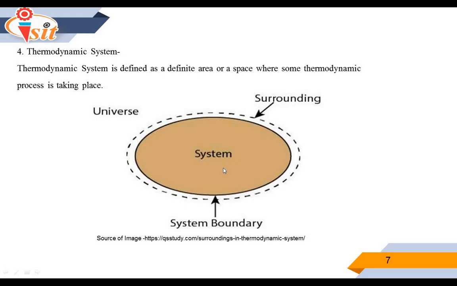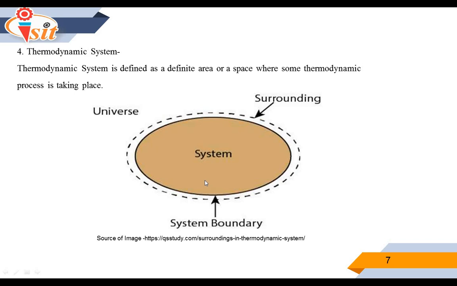Next, thermodynamic system. The thermodynamic system may be defined as the definite area or space where some thermodynamic process takes place. Here in this figure you can see this is the thermodynamic system. Why? Because this system has its own system boundary, again there is a surrounding, and this is the universe. This is the total thermodynamic system.